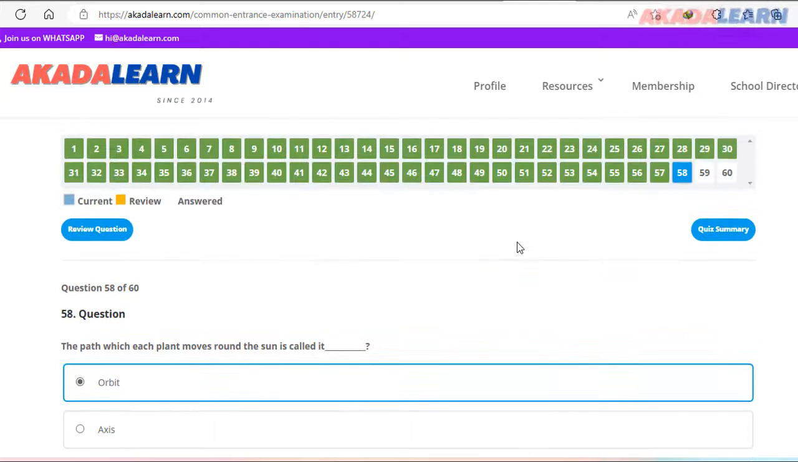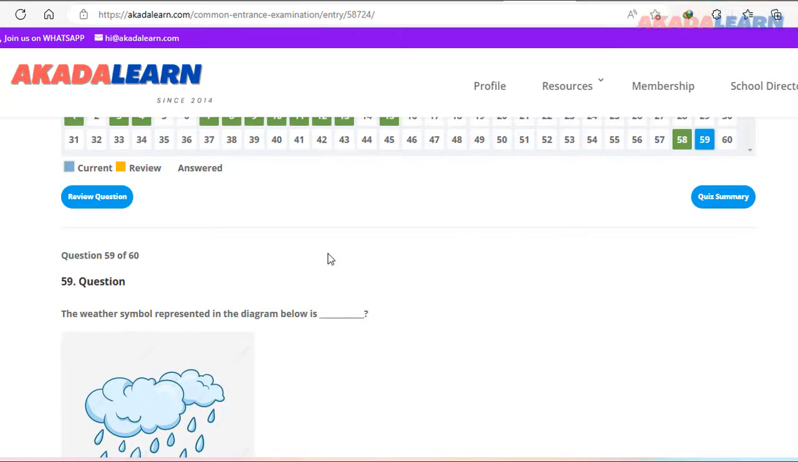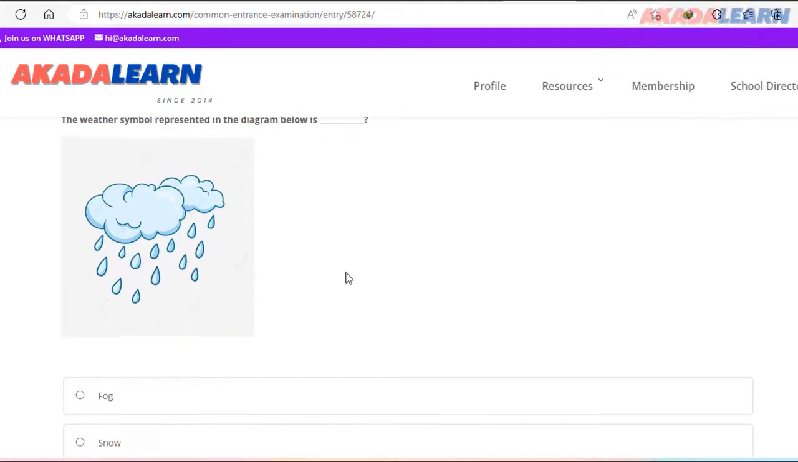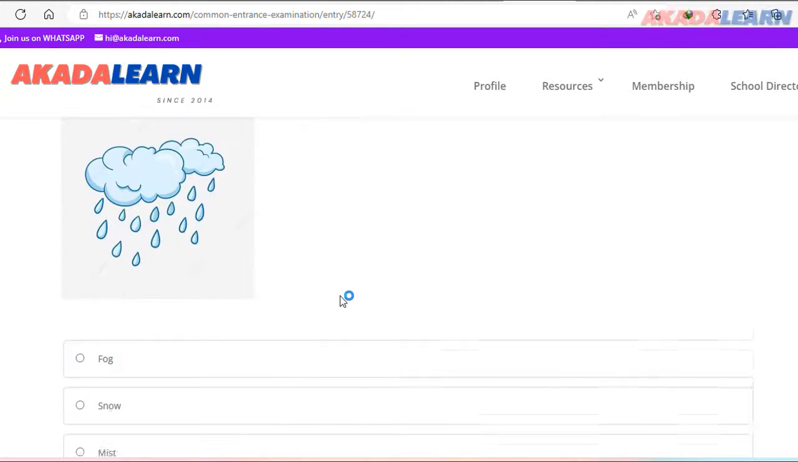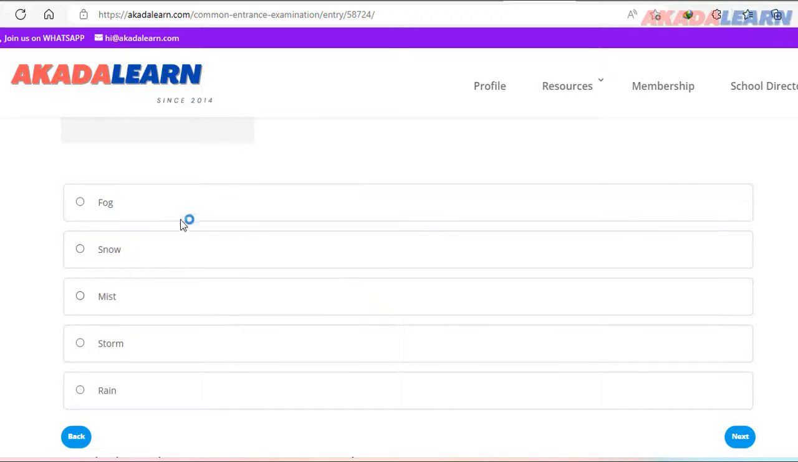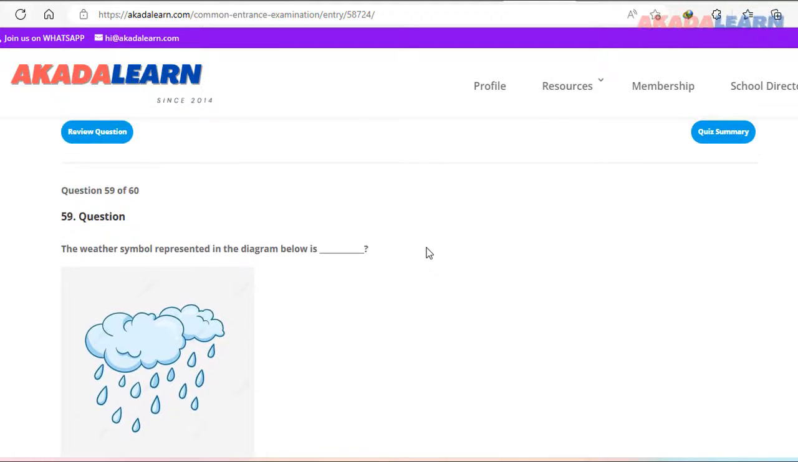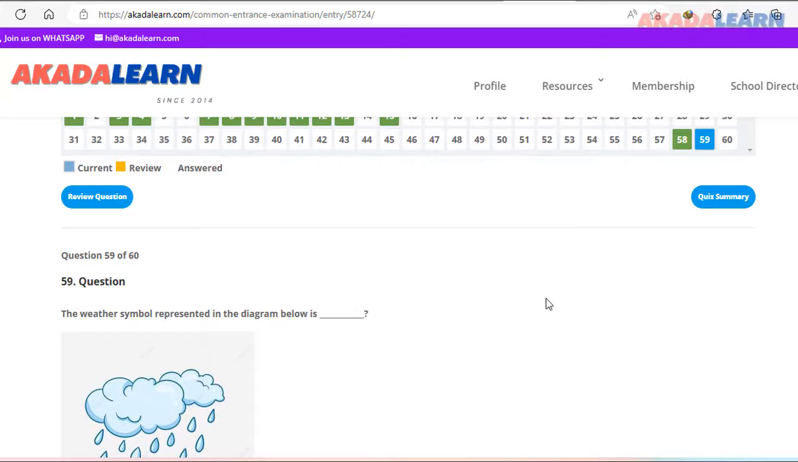So click that, and then to question 59, and that is, the weather symbol represented in the diagram below is. So let's look at the symbol, and this symbol signifies, is it fog, snow, mist, storm, or rain? And the answer is rain. So let's click on it and then go to number 60.